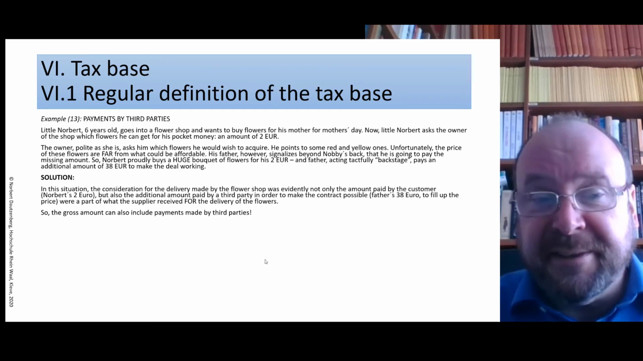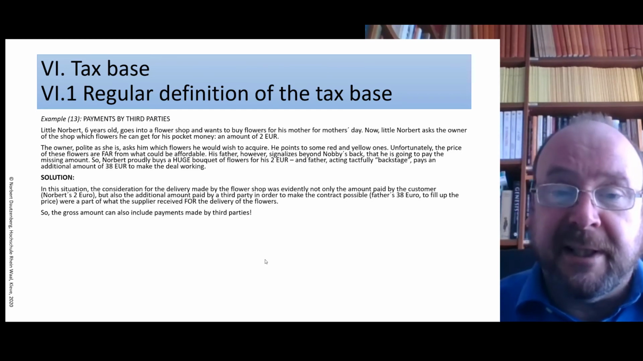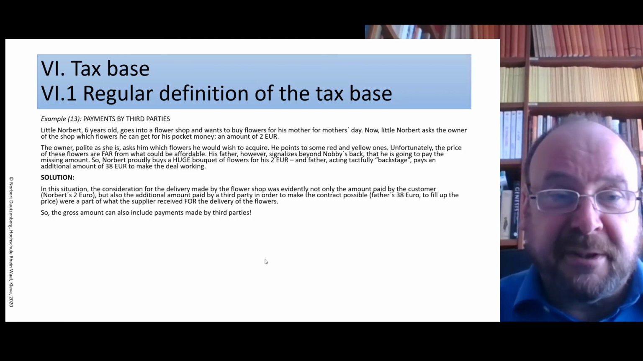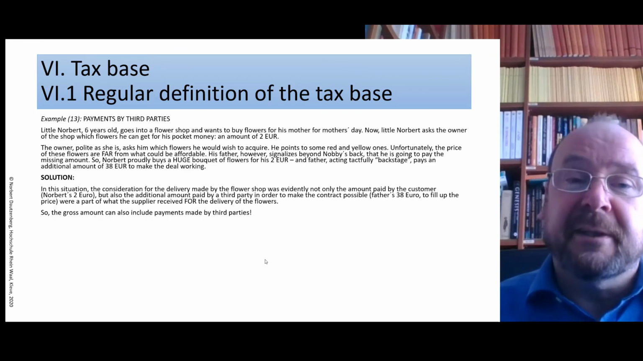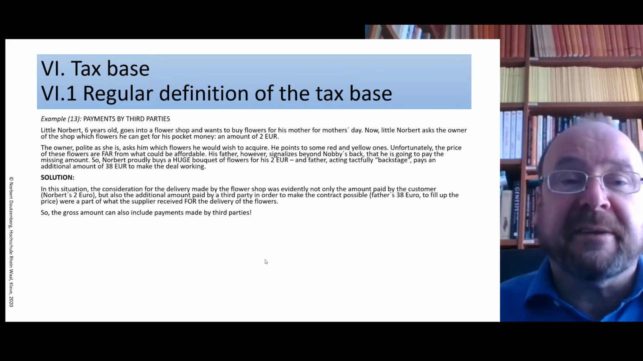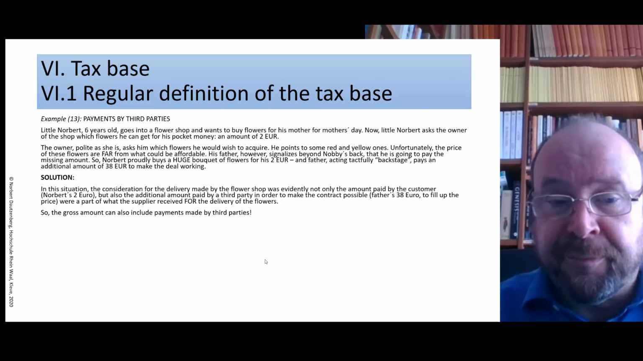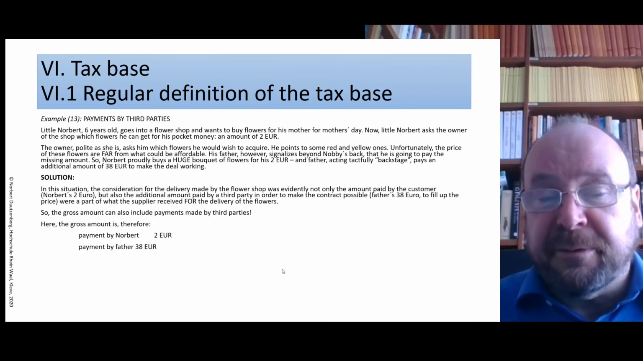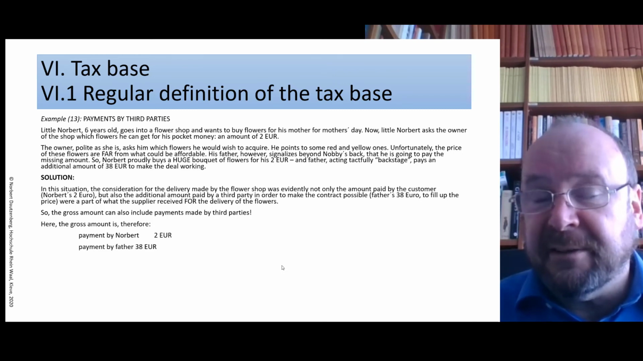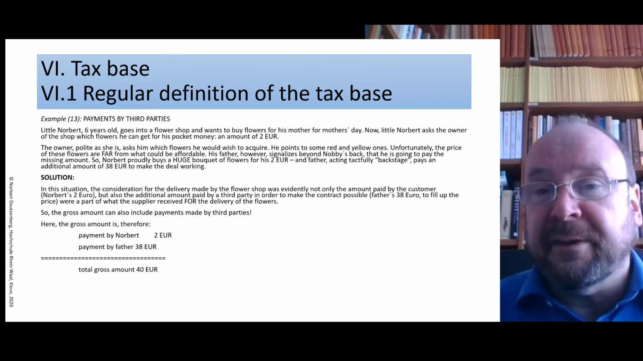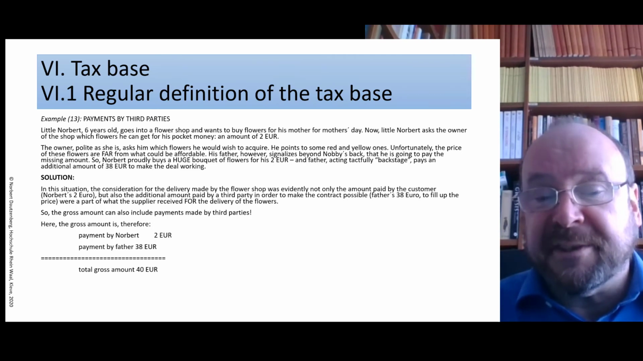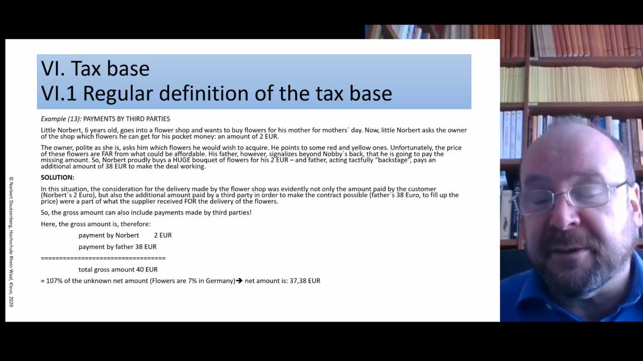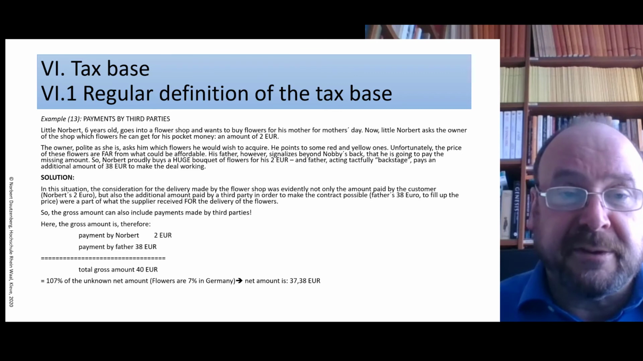It could be so easily avoided, so you must say everything counts as consideration which either the customer gives or what the third party gives on top in order to make that contract possible. So here we have a gross amount of €2 paid by Norbert, 38 given by father on top to make the affair possible. €40 is the gross amount and flowers are 7%, so the net amount was €37.38.